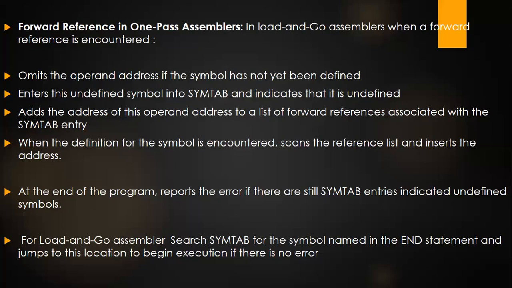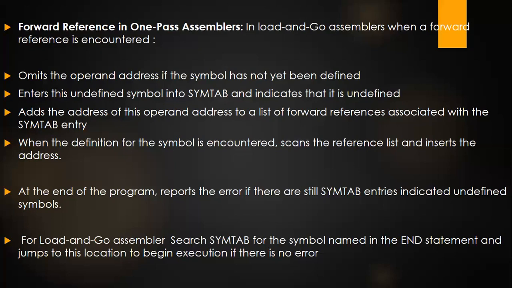For that reason, when the definition of the symbol is encountered, the assembler scans the reference list and inserts the address. So that is the forward reference list you are maintaining. Whenever we find such a symbol, we scan our reference list. Observe very carefully: when you encounter the definition of a particular symbol, and if the same symbol is available in the forward reference list, then we need to insert the original address.